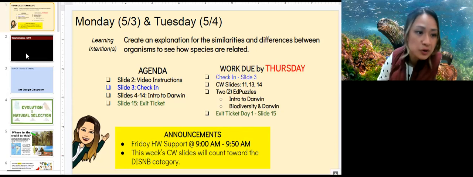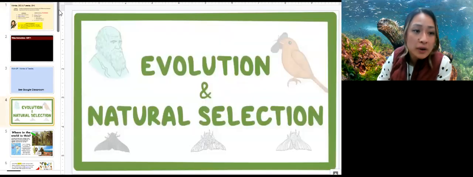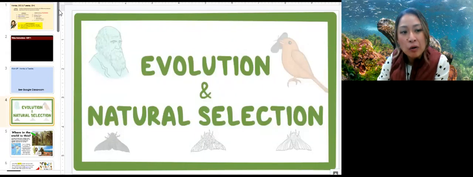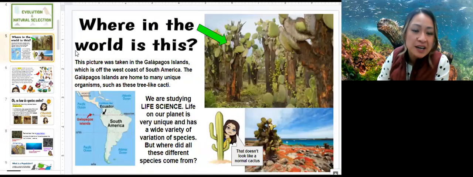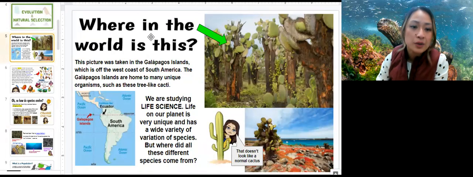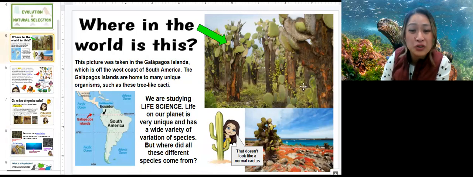As you know, slide 2 is where the video will go. Slide 3 says to see Google Classroom for the check-in. And so we are going to start thinking about evolution and natural selection. And so slide 5, where in the world is this? I want you to look at this image on the right. What is it that you are noticing? What does it look like? What are you wondering, right?